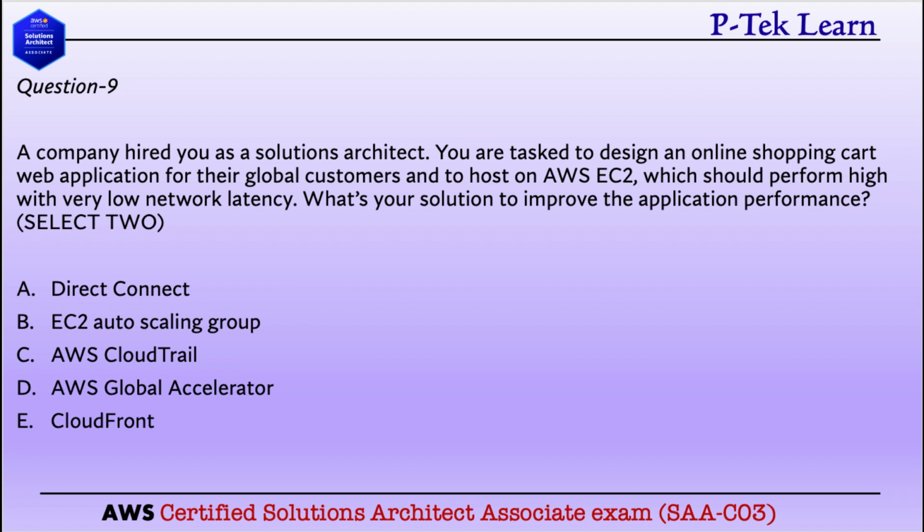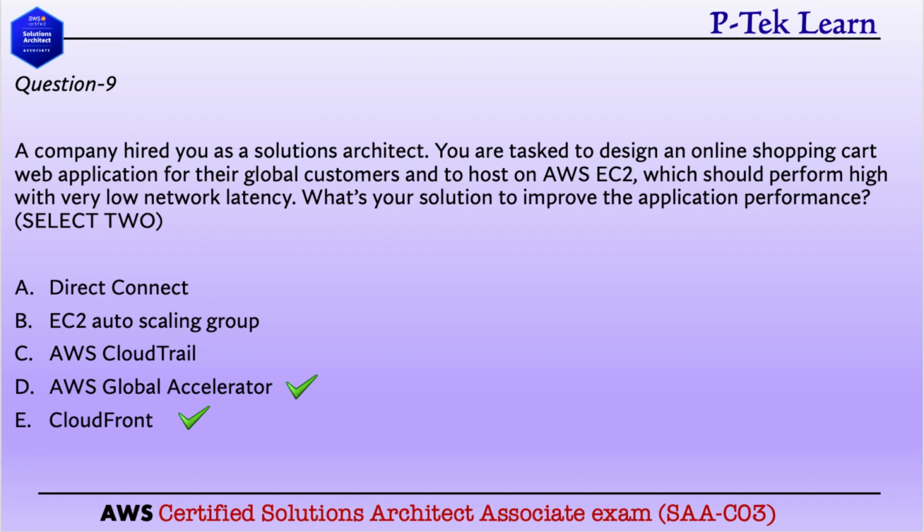And option E, CloudFront. This is also the right option to use to improve the performance and low network latency, because CloudFront delivers content through edge locations and users are routed to the edge location with the lowest time delay. So option D and E are the right options.